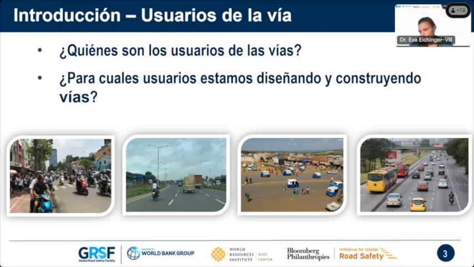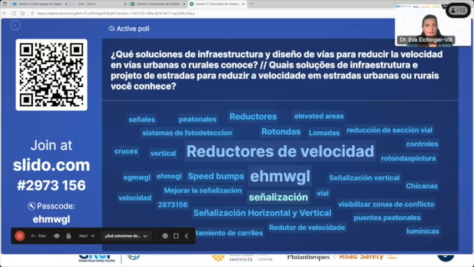So wherever you are, whatever you plan, please think about what road users we are designing and building the roads for, and have this shift in thinking in mind that we don't plan roads only for motorized vehicles and motorized traffic. We, especially in urban environments, should plan for vulnerable road users. We should plan for pedestrians, for cyclists, also for motorcyclists, for children, for people with disabilities. So please keep this in mind.